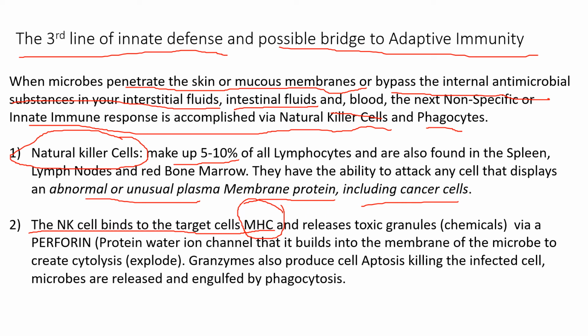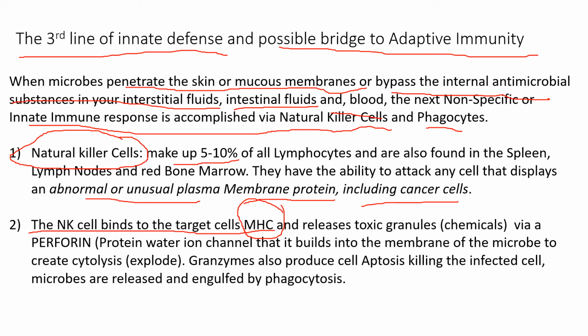So the natural killer cell will bind to these abnormal or foreign MHC complexes on top of those microbes and then release toxic granules, chemicals, and they do it by creating a protein ion channel called a perforin, and they inject it basically, and it causes that cell to explode, or cytolysis. You have these things called granzymes, and they also produce cell apoptosis, killing the infected cell and microbes. So if it's an infected cell, they actually will destroy that as well.